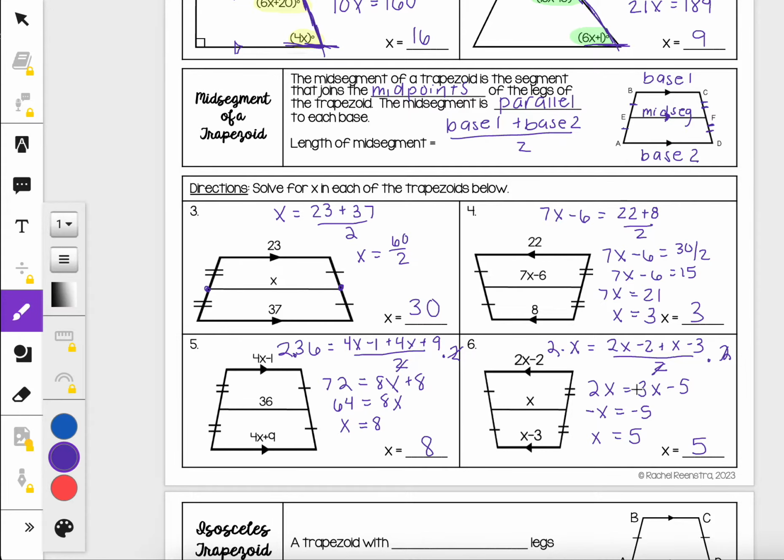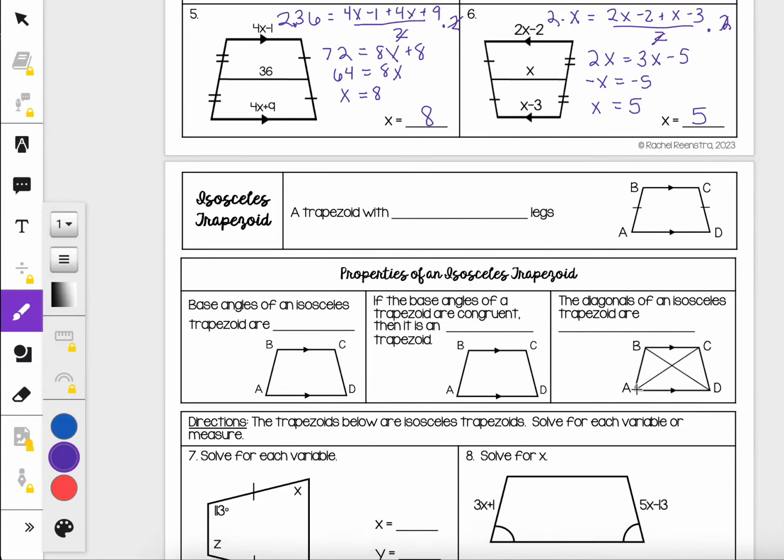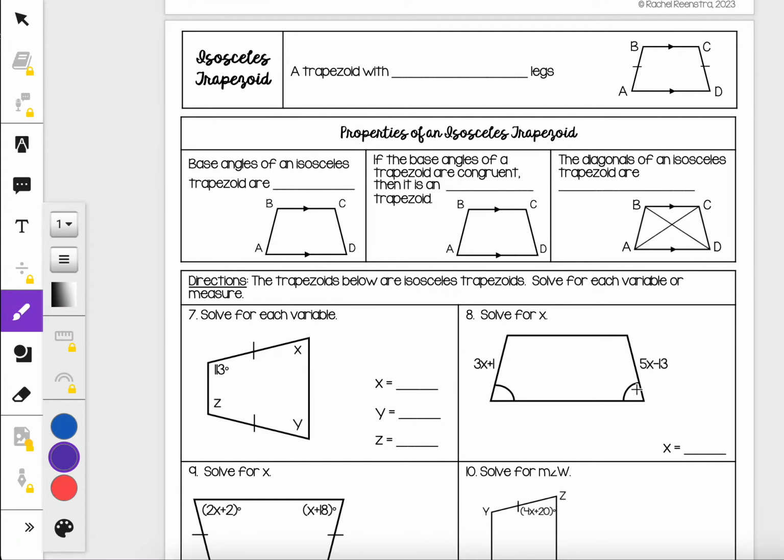Okay. Now we're going to talk about special types of trapezoids called isosceles trapezoids. So we know an isosceles triangle is a triangle with 2 congruent sides. And we have the same idea with isosceles trapezoids. So an isosceles trapezoid is going to be a trapezoid with congruent legs. So if I see here, my legs AB and CD are going to be congruent.